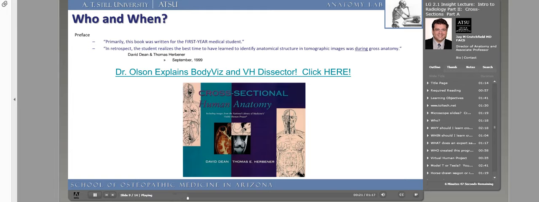Again, there's support from doctors, anatomists, and radiologists on when and who should be learning cross-sectional anatomy. The preface of this book again says it very succinctly. Primarily, this book was written for first-year medical students. So in case you've forgotten, that means you. That means the time to learn cross-sectional anatomy is now.